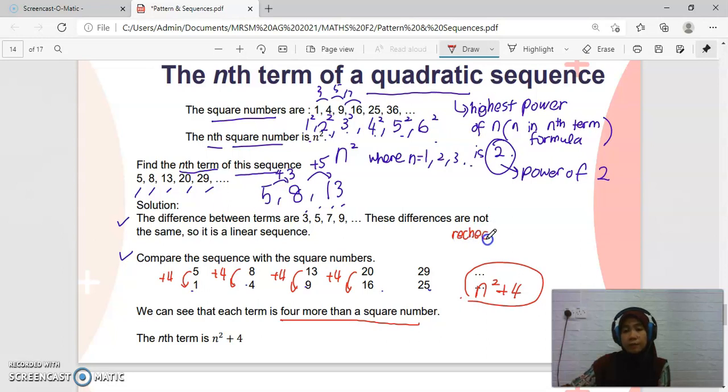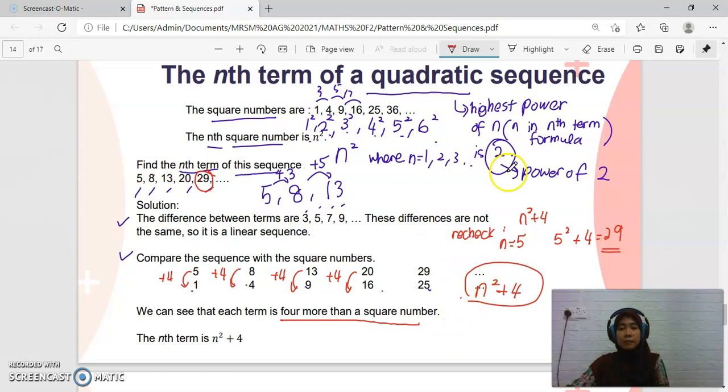Kita recheck dulu. Kita ambil n square plus 4. Let's say kita ambil term yang kelima, which is fifth term. So, kita masukkan n dengan 5. 5 kuasa 2 tambah 4. So, 25 plus 4, which is 29. Sama tak? 1, 2, 3, 4, 5. Term yang kelima ialah 29. Okay?